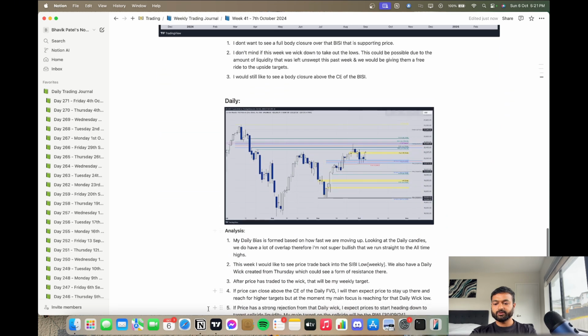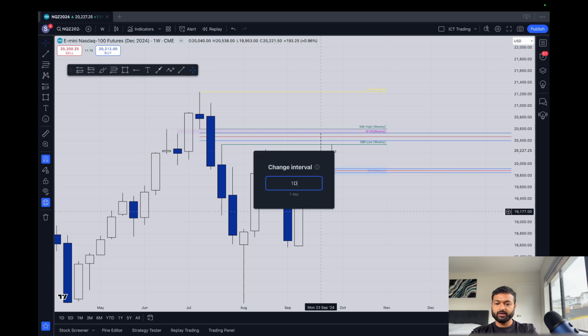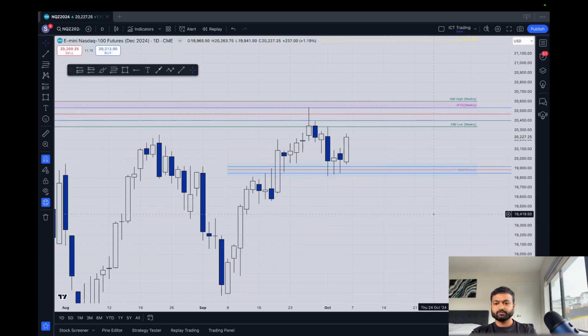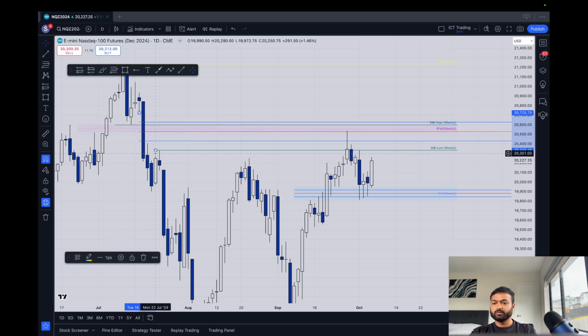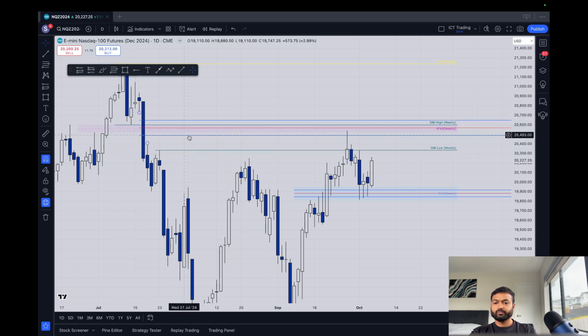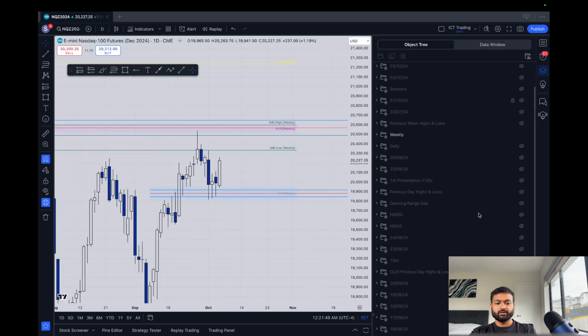So now we're up to our daily chart. On the daily, these are my weekly levels, and then I'll just move this to the daily. Pull up my daily.